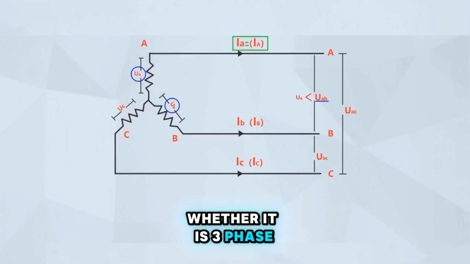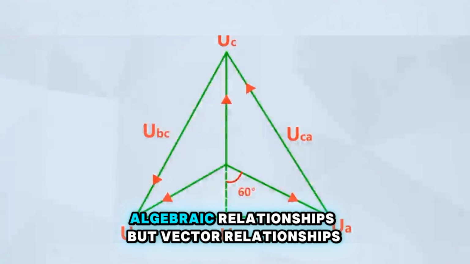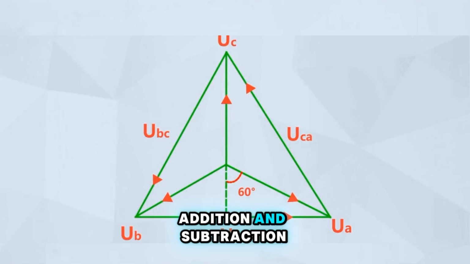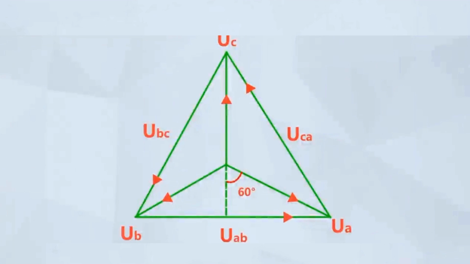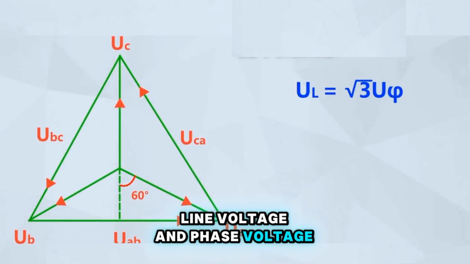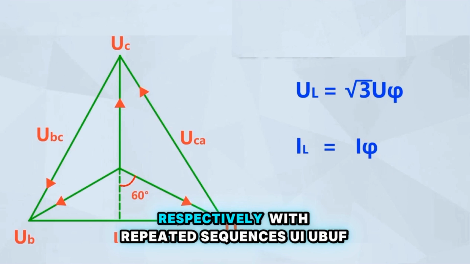Whether it is three-phase voltage or three-phase current, their relationships are not simple algebraic relationships, but vector relationships. Therefore, they cannot be handled with simple addition and subtraction, but should be determined using vector addition and subtraction. Use UL and UF to represent line voltage and phase voltage, and IL and IF to represent line current and phase current, respectively.